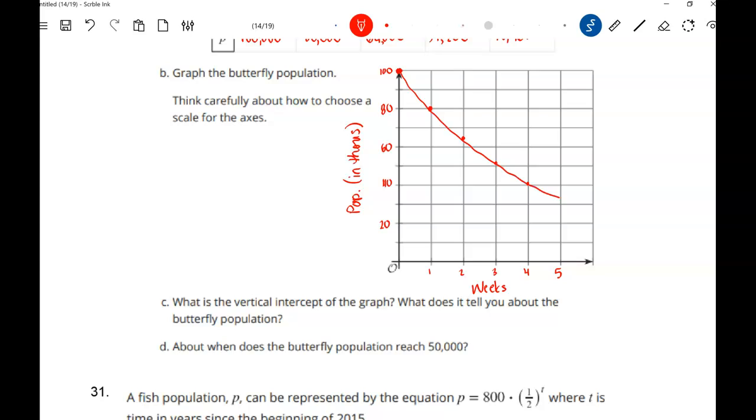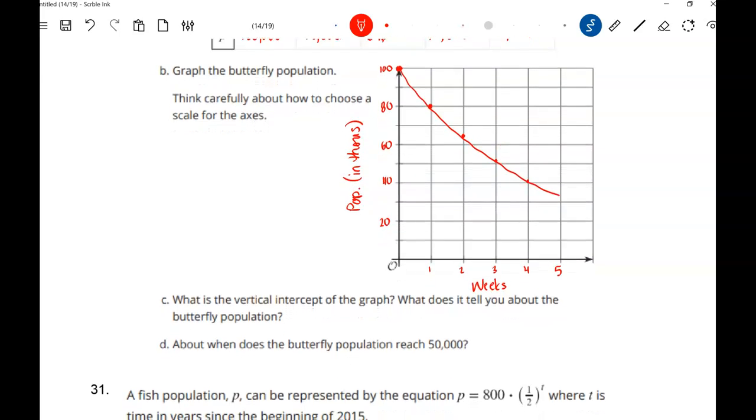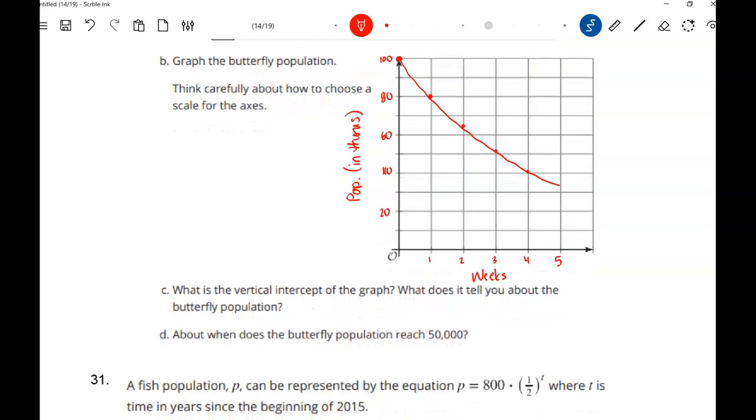And so this is an exponential function. The vertical intercept of the graph, that's the same as the y-intercept. It is (0, 100,000). And that is the starting population.